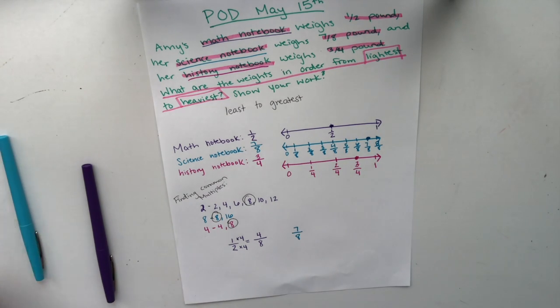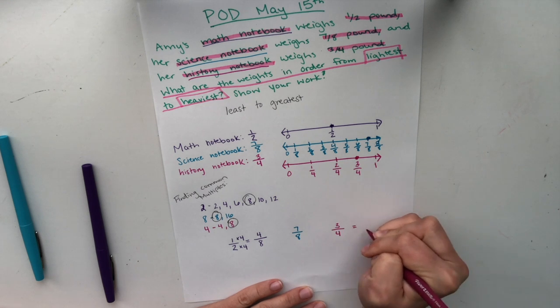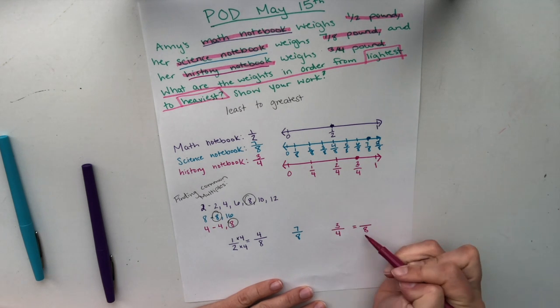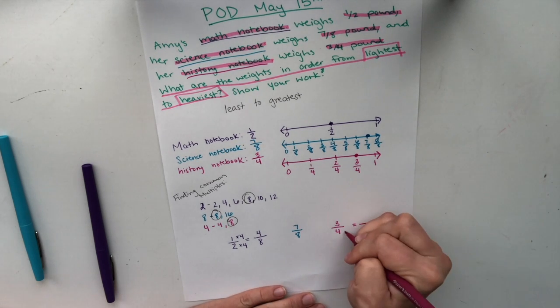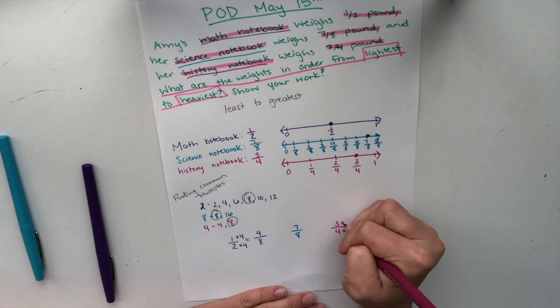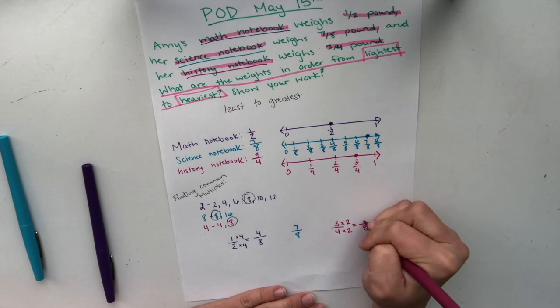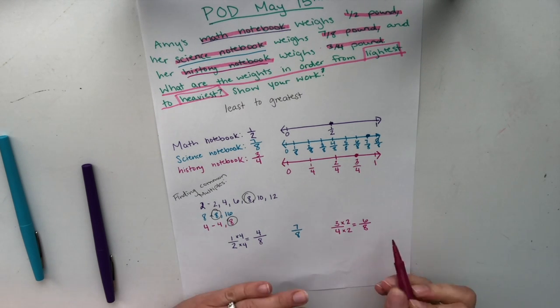And now let's move on to our history notebook. So we have 3/4. And how do we get from 4 to 8? What do we need to multiply by? Good, 2. 4 times 2, whatever we do to the bottom, we must do to the top. 3 times 2 is 6. Good. So now we have our common denominators.